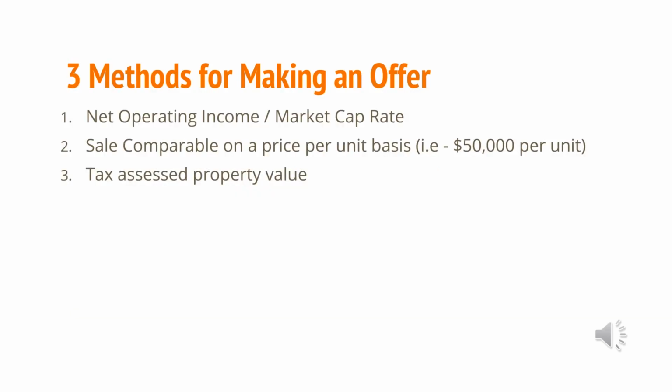Let's go over the three common methods for making an offer. The first one is the net operating income divided by the market cap rate. The second one is looking at the sale comparables on a price per unit basis, for example, $50,000 per unit. And the last one is the tax assessed property value.